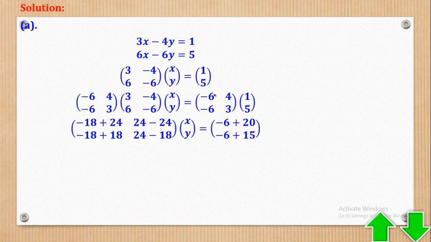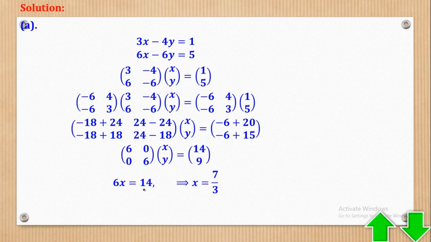Then for this side, this times this is -6. This times this is +20. Then this times this is -6, and this times this is +15. So when I simplify, I'll come up with that. So that means that 6x is equal to 14, implying that x is 7/3. Also 6y is equal to 9, implying that y is equal to 3/2.